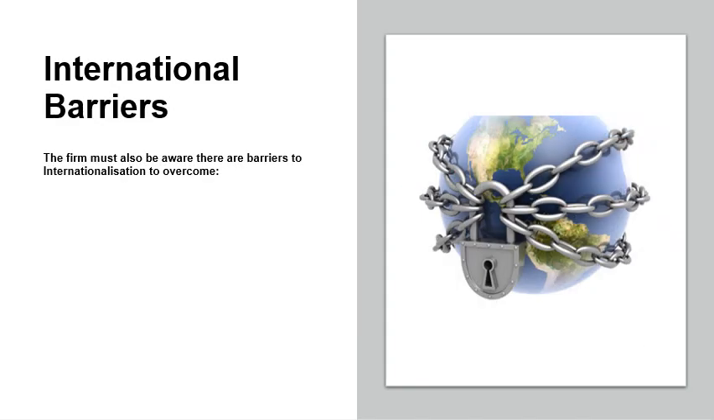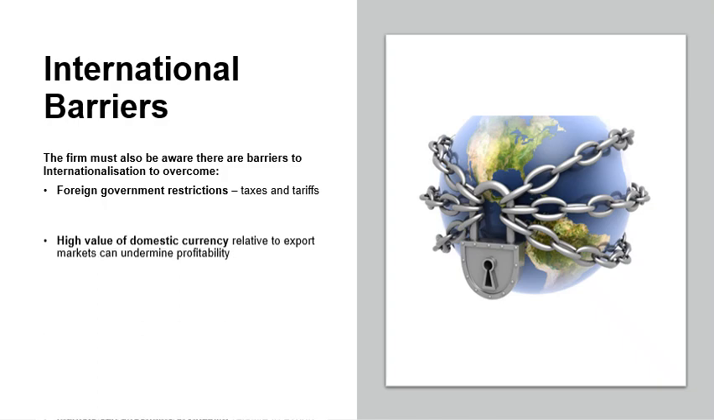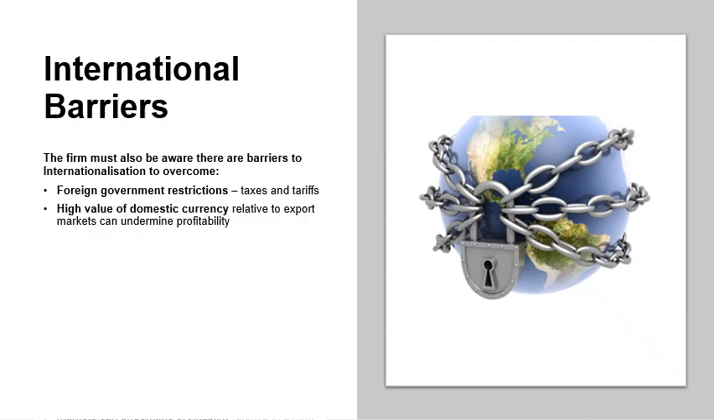There are some international barriers that you as a company can face. The firm must be aware there are some barriers to internationalization to overcome. Foreign government restrictions like taxes and tariffs are important factors. Then a high value of the domestic currency, with fluctuation relevant to the export market, can reduce profitability.